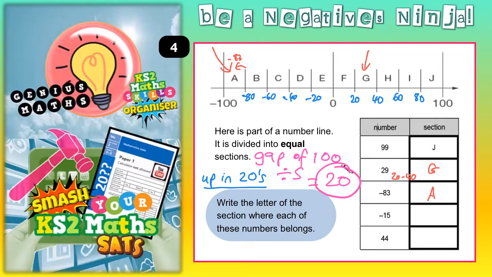Negative 15. Well, if you go down below 0 to negative 20, you've actually gone too far, because negative 15 would be about there, which is going to put us inside section E.